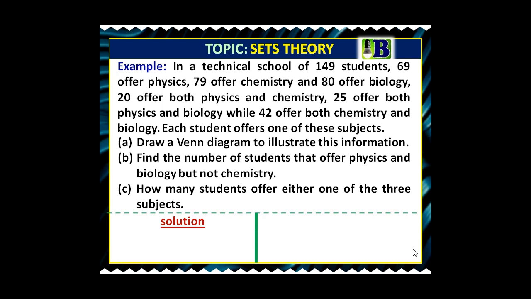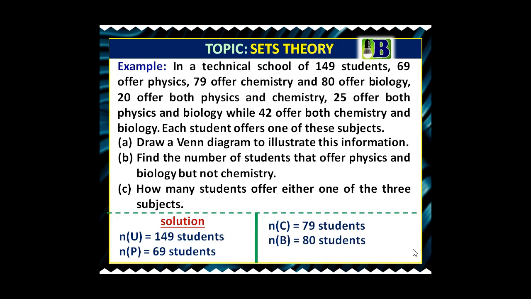The first thing we are going to do in the solution aspect is to list out the parameters. The first parameter is the total number of students in the technical school, which is equal to 149 students. The number of students that offer physics is equal to 69, which is displayed on the screen. The number of students that offer chemistry is 79. The number of students that offer biology is equal to 80 students.